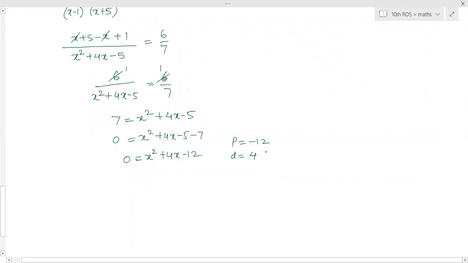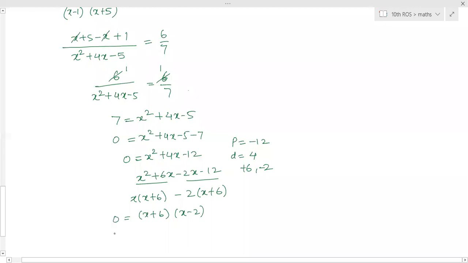6 and 2. So in sign, the larger number should have the middle term's sign. Plus 6 and minus 2. So it is x square plus 6x minus 2x minus 12. Factorize it. x into bracket x plus 6, minus 2 into bracket x plus 6. Minus 2 we have taken, so the sign will change. So it is x plus 6 into x minus 2 is equal to 0.